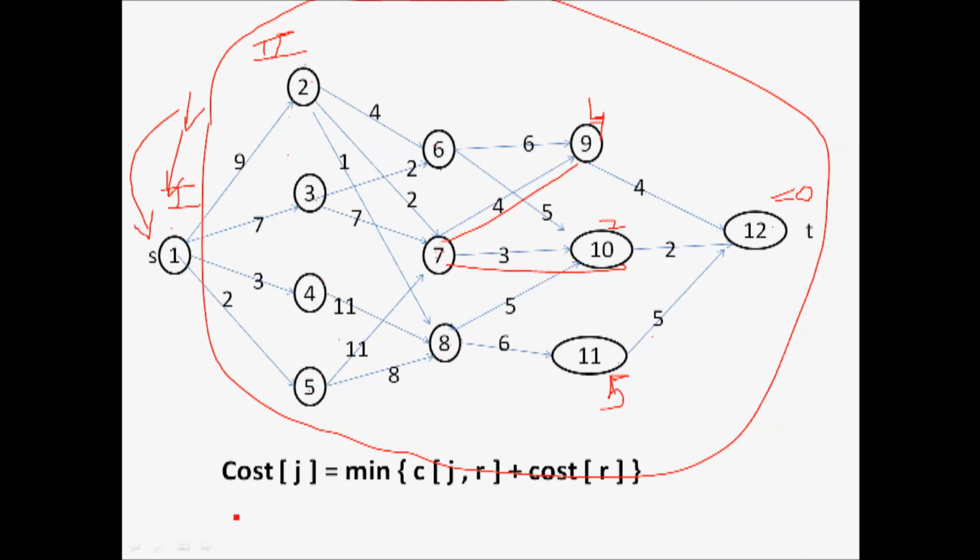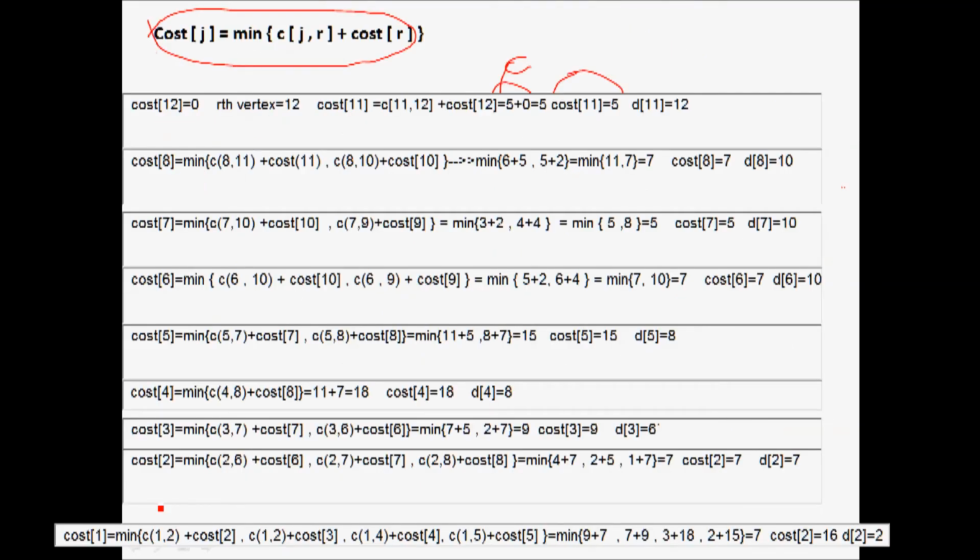To calculate this, we again use the same formula as we have done earlier, that is cost of 1 is equal to minimum of C12, C13, C14, C15 plus the cost of 2, 3, 4 and 5, and that comes out to be through 2, so cost of 1 is equal to 16, and d of 1 is equal to 2. Now let us find out the total path of this multi-stage graph.